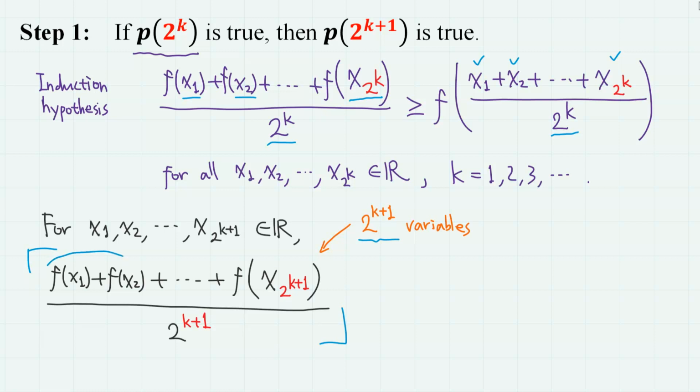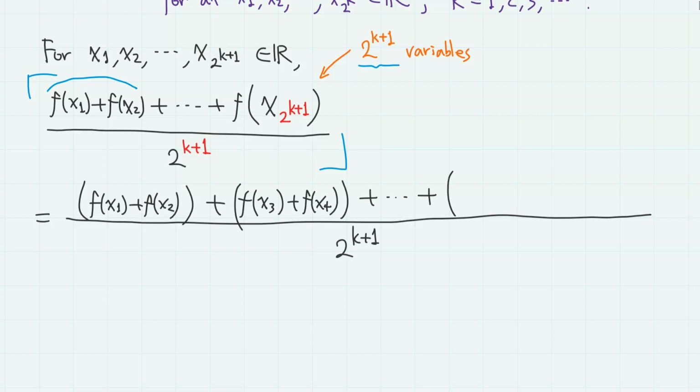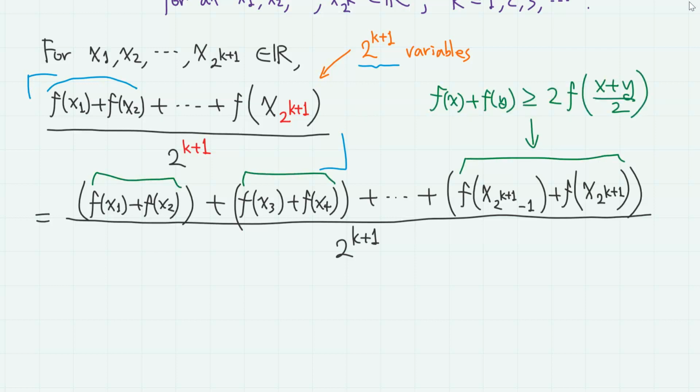Here we can group them 2 by 2. So we have f(x1) + f(x2) as a group, then f(x3) + f(x4) as a group, and so on. And in the end, we have f(x_{2^(k+1)-1}) + f(x_{2^(k+1)}) as a group. And for each group, we can apply the given inequality for 2 variables.